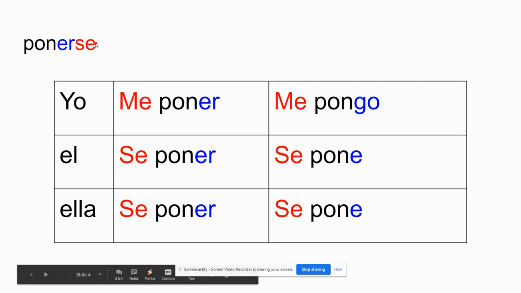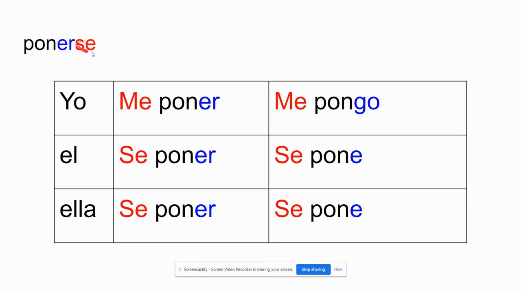Again, I have ponerse. So I take the se off, put it in the front, it turns into me. I'm left with me poner, and then I have to put the poner in the yo form, which we know is me pongo. This is one of the irregulars that we have to memorize. So now I get me pongo.